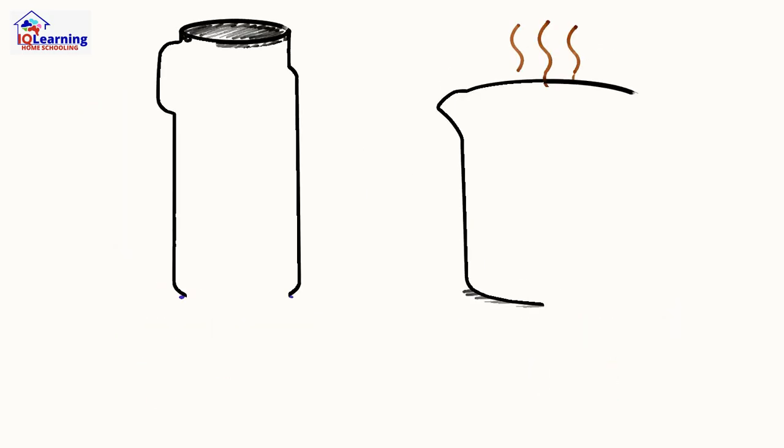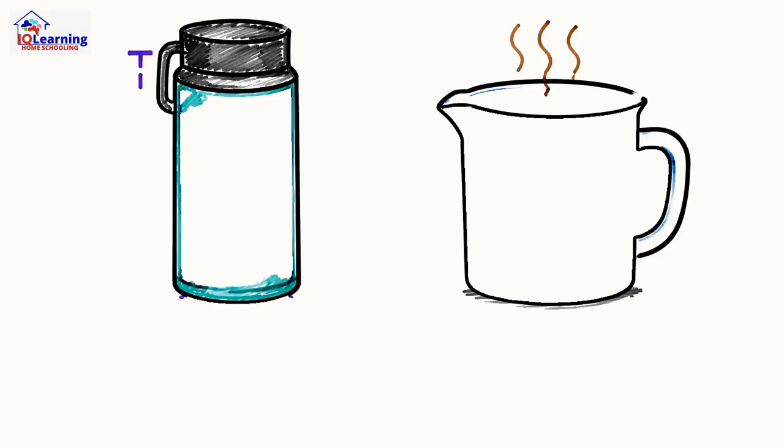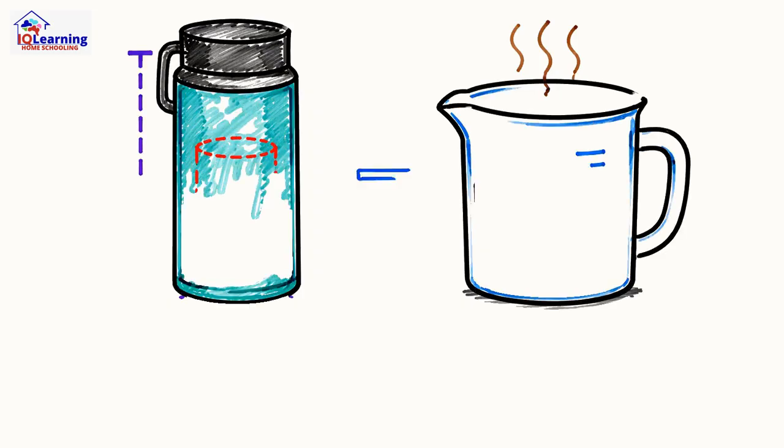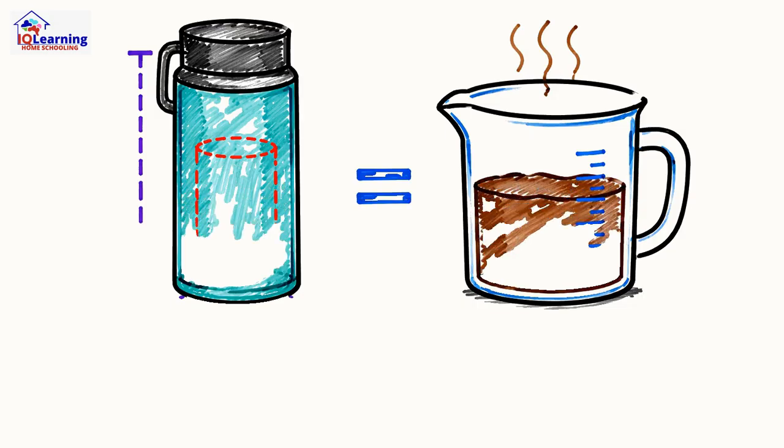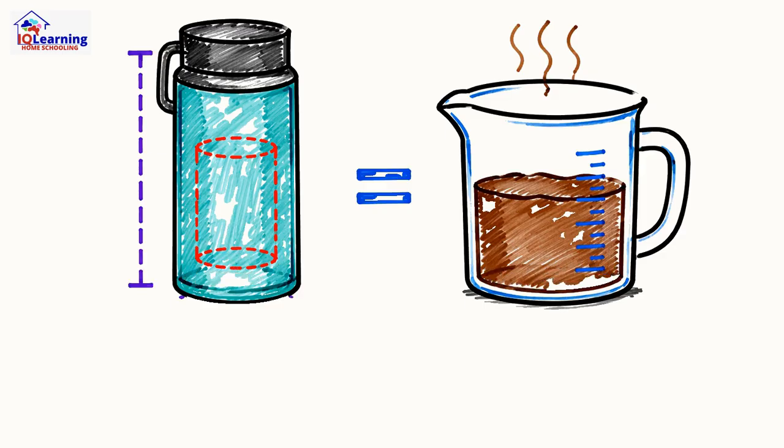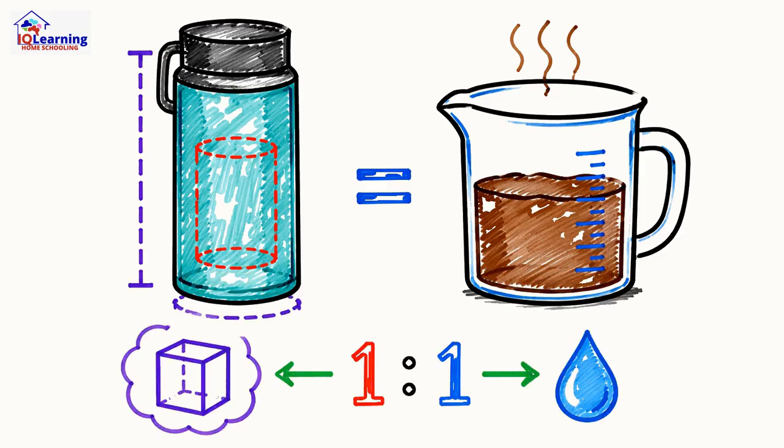So if a cylindrical thermos has a calculated volume of, say, 1,570 cubic centimeters, its capacity is 1,570 milliliters of coffee. The shape doesn't matter. The conversion is always 1-to-1.